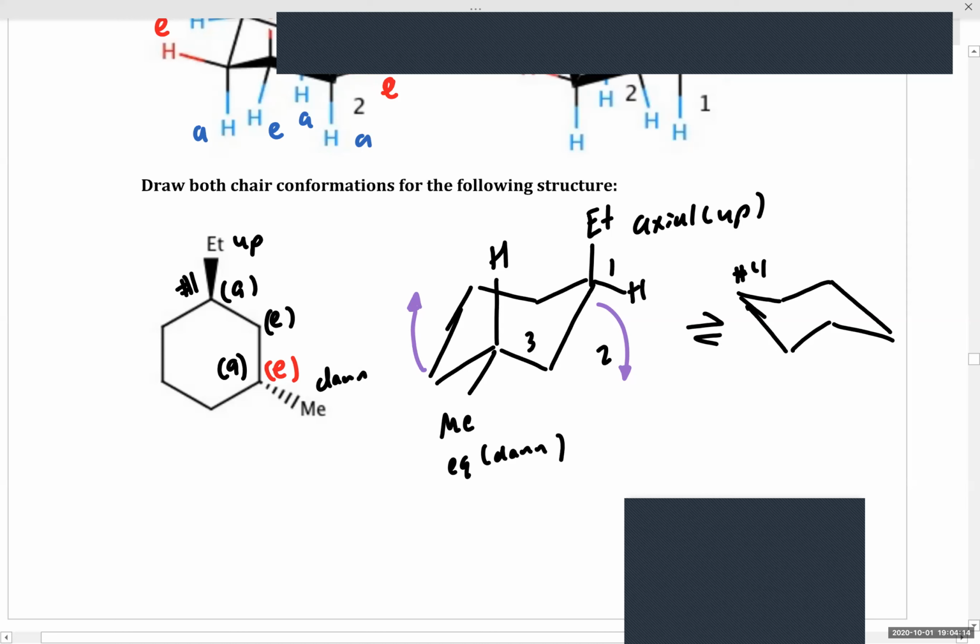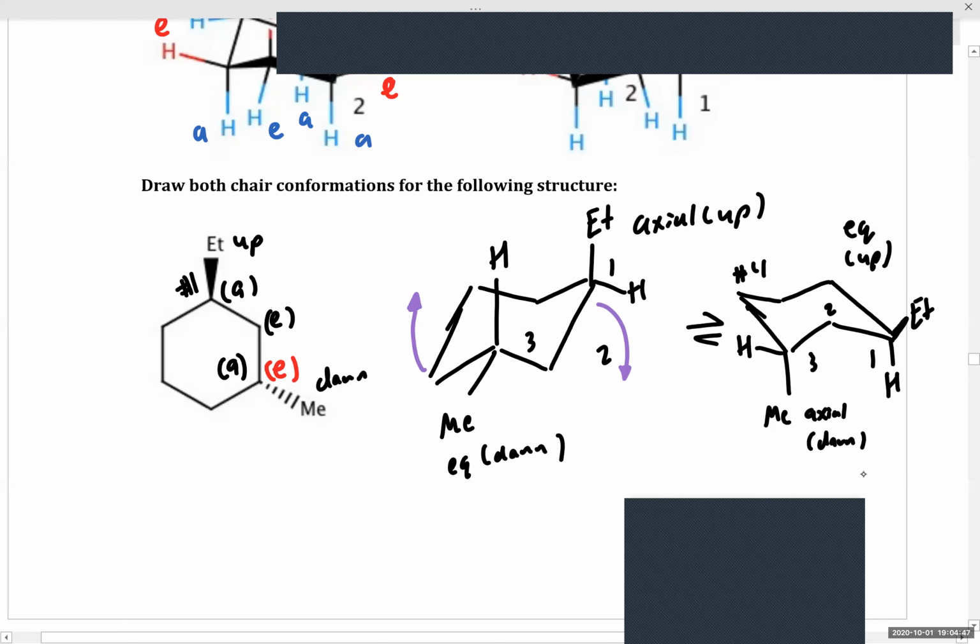Okay, now after a ring flip on carbon 1, my ethyl group is now equatorial. So in this case, this ethyl group is equatorial, still pointing up, and our methyl group, which is at carbon 3, is now axial, pointing down. Does this make sense to everyone?